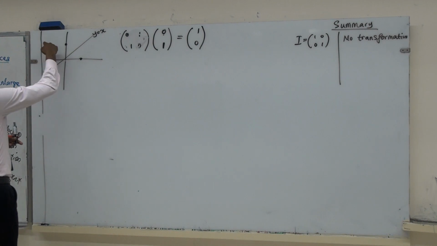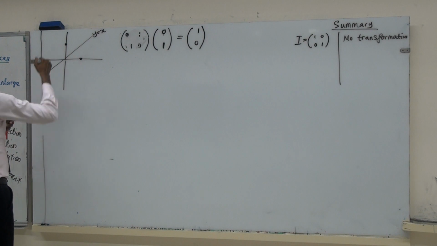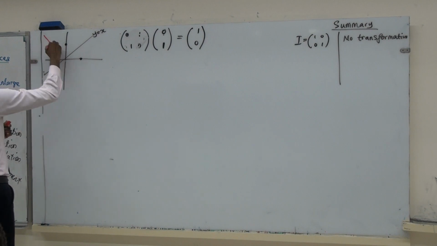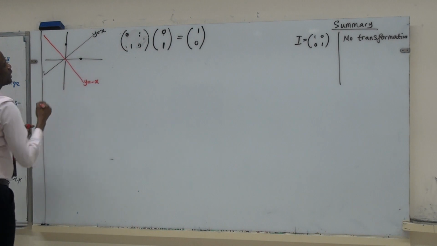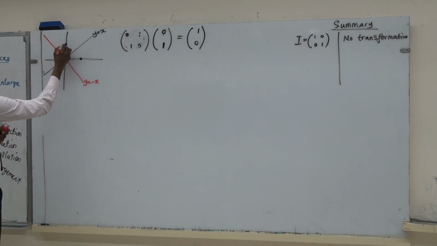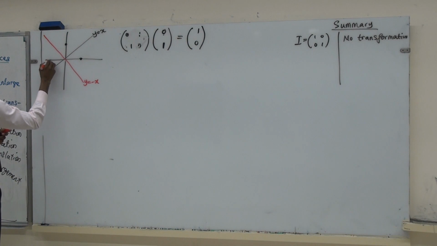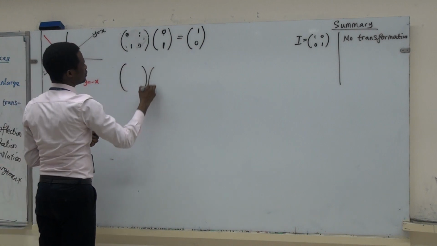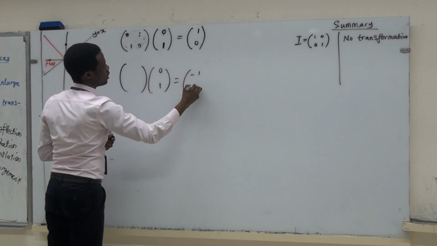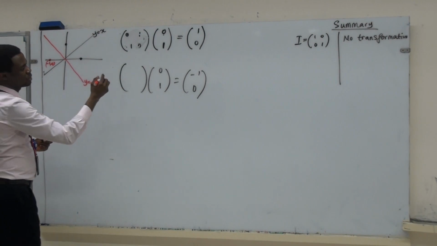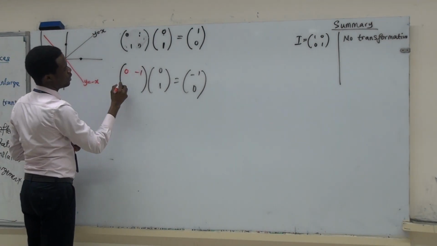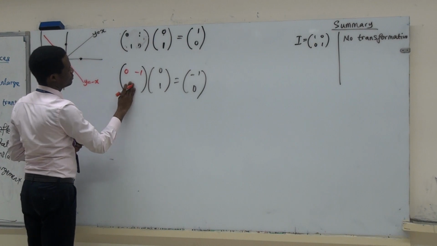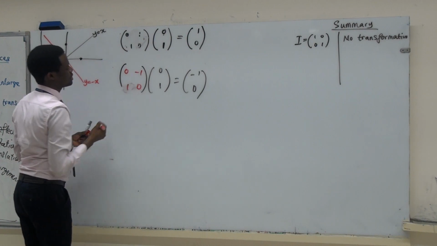So let's see how we can get the reflection along y equals negative x. Can anybody think of what we can do to change our 1, 0 to this point? What is this point going to be? Negative 1, 0. So, how do we get negative 1, 0? We want to change 0, 1 to negative 1, 0. 0, negative 1. Let's check that.